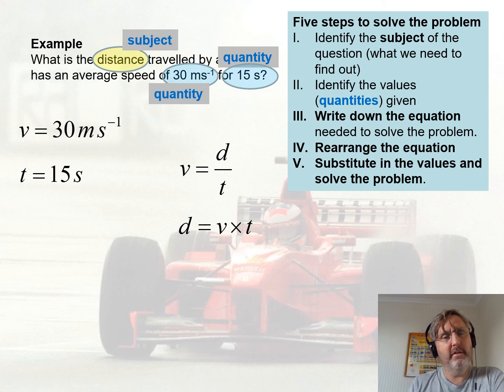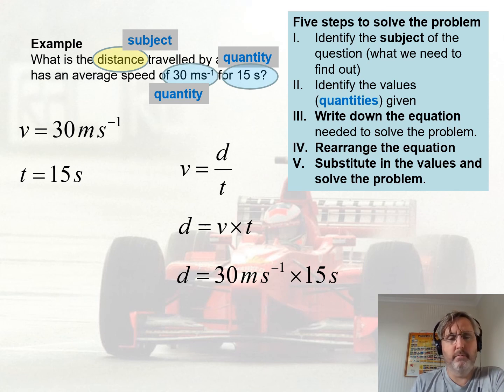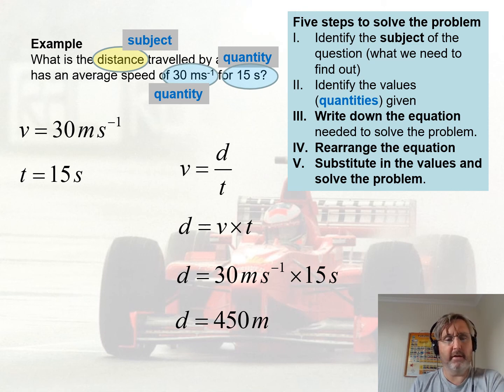So we just did the 4th step. We rearranged the equation. All that I need to do now is substitute in the values: replace v with its value of 30, replace t with its value of 15, and then we multiply. Put the numbers in our calculator, multiply them together. We get a distance of 450 meters. That is our answer. It's 2 significant figures, so I'm quite happy.